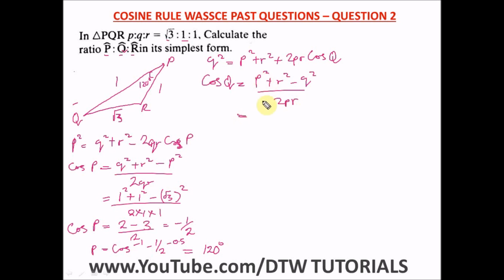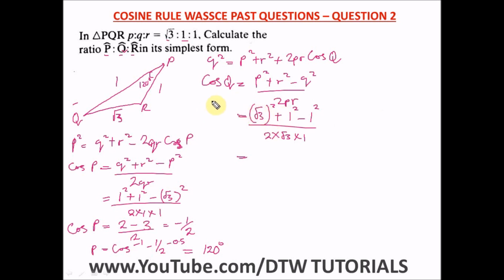So here what do we have? What is p square, which is what? Root 3 all square plus r square, r is what? 1. Our side r is 1. 1 square minus q square. q is also what? 1. Okay, p is what? Root 3. That's why it's here. All right, divided by 2 times what? Root 3 times what? Or r is what? 1. So what is root 3 square? All right, root 3 square is what? 3.